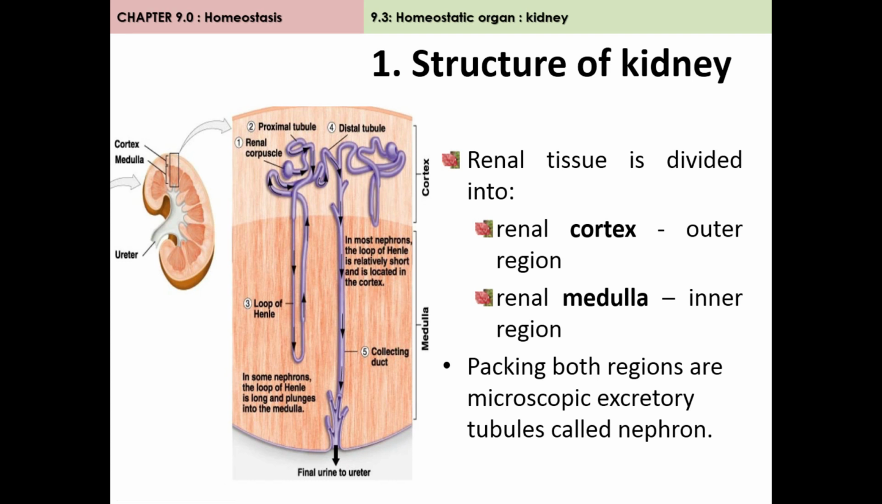I repeat again. Renal tissue is divided into the renal cortex, the outer region, and the renal medulla, the inner region. Packing both regions are microscopic tubules we call nephrons.